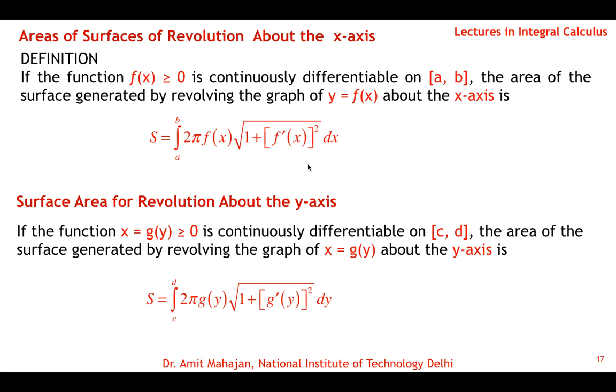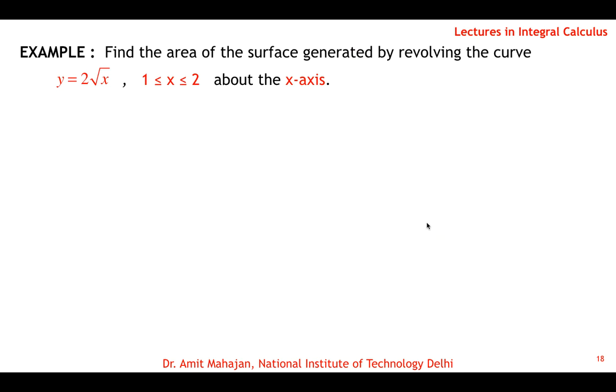By partition we can calculate the area of the first term, and then we can integrate to find the whole surface area. Similarly, if you have x as a function of y, which is continuous from point C to D, then with a similar definition we can calculate the area when it is rotated about the y-axis by integrating with respect to y from C to D. Let's see this through an example.